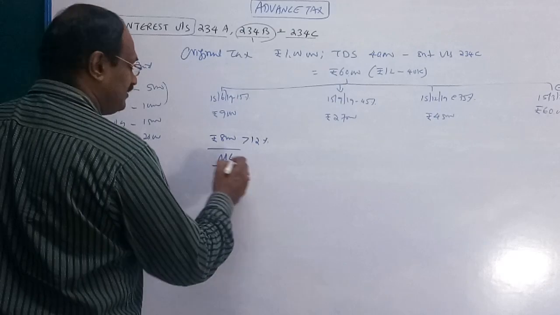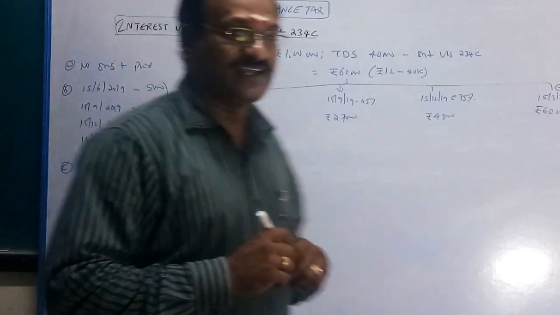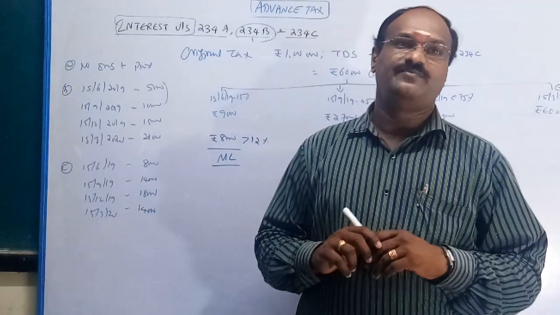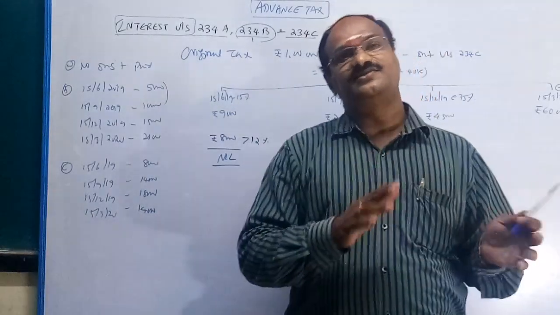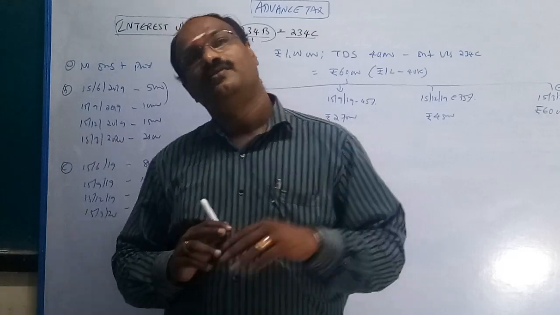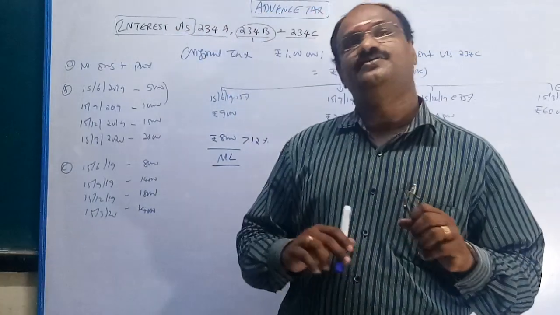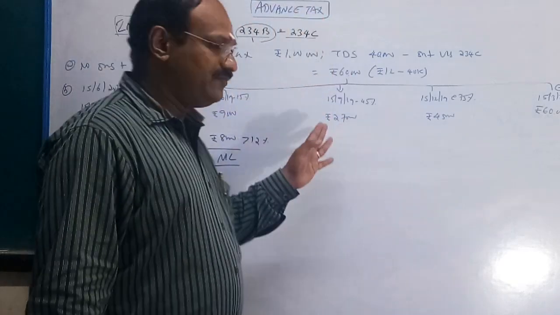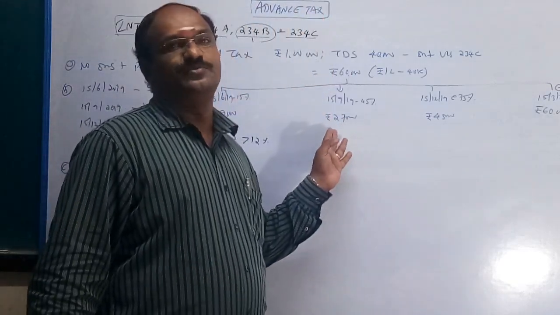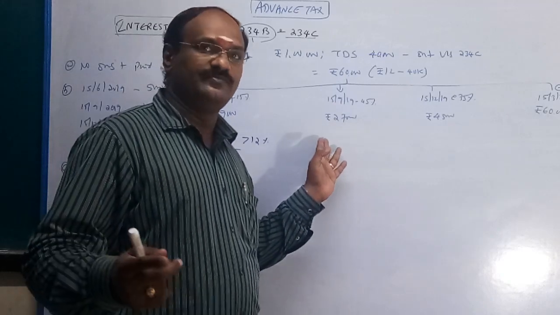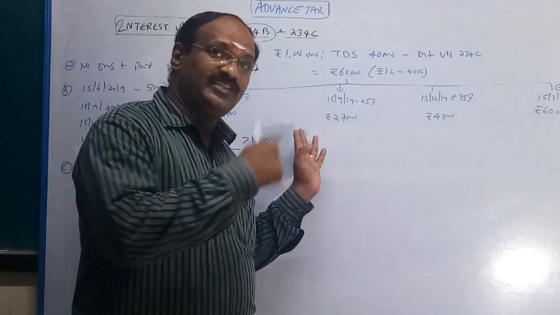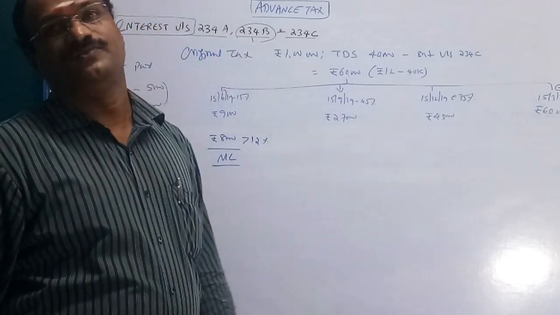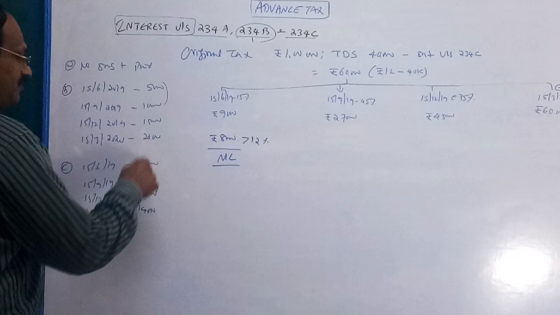Thereby nil. Once again, repeat. As far as 234C is concerned, if the installment is less than 15%, then interest is applicable. However, if the installment is more than 12%, then no interest is charged. Similarly, in this case, you have to pay 45%. If you pay less than 45%, interest will come. But if it is more than 36%, between 36 to 45, no interest is charged.